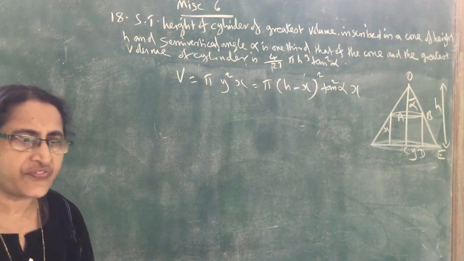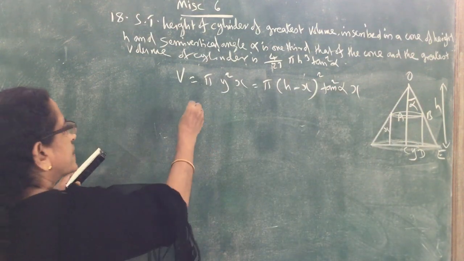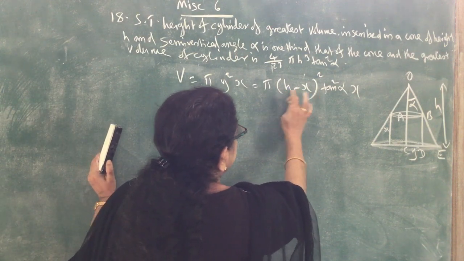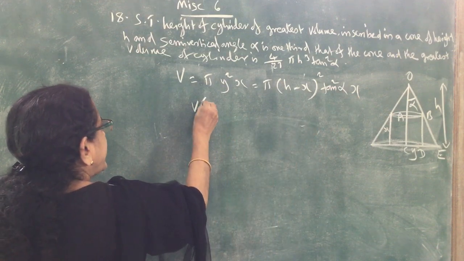Now it is a function of one variable, so we can find the derivative V dash. Remember, the variable is x; h and alpha are constants. So V dash of x.